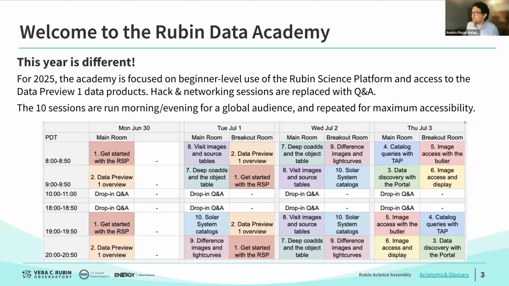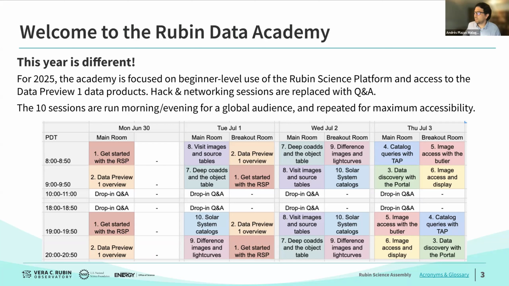This year, as you know already, the Rubin Academy is focusing on beginner level use of the Rubin Science Platform. In particular, we're focusing on Data Preview 1. We have 10 sessions distributed throughout the week. We're repeating some of these sessions at different times and during different days in order to accommodate everyone, hopefully. And we're also replacing some hack and networking sessions that we had in previous academies with Q&A sessions.